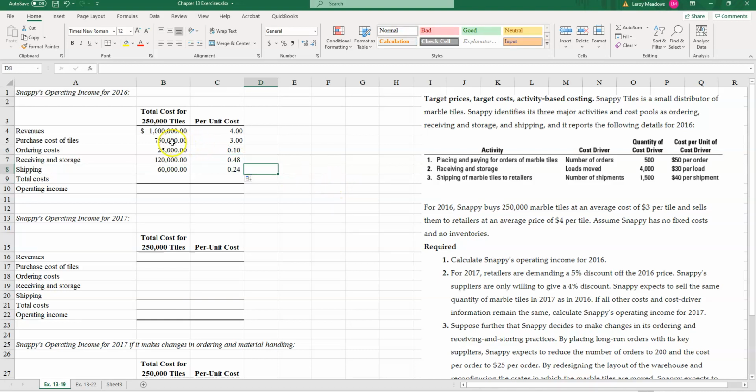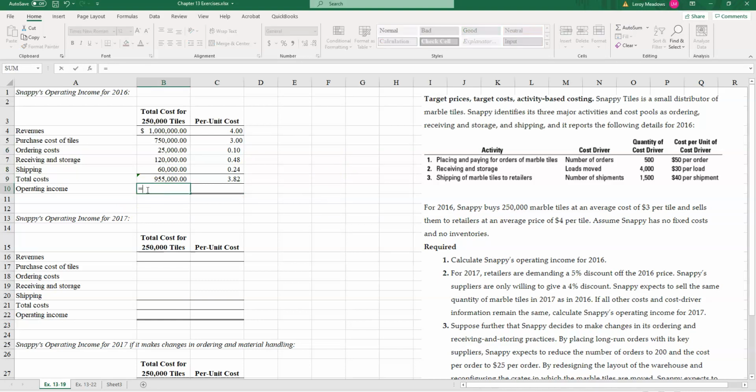So in aggregate, what are my total costs? Well, my total costs are going to come out to be, when I add everything up together, $955,000. What is that on a per unit basis? Well, I'm going to add up my per unit basis here, and my total cost per tile is $3.82.